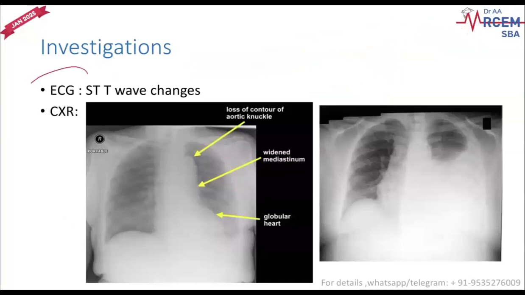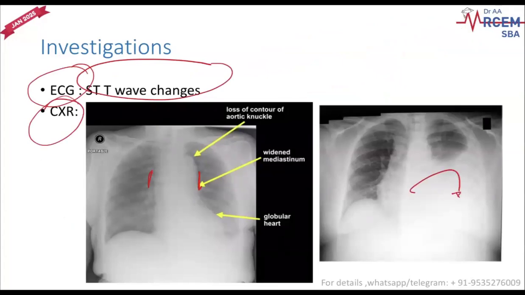Investigations wise, ECG is not helpful. It just shows non-specific ST-T wave changes. X-ray sometimes might help. Mediastinal widening can be seen, as you can see here. Sometimes there might be an effusion in the left intrathoracic region. Again, if you are seeing an effusion, a large amount of blood is lost, and he may not survive. Loss of contour of the aortic knuckle can be seen, though not always. Globular heart is also not very specific.